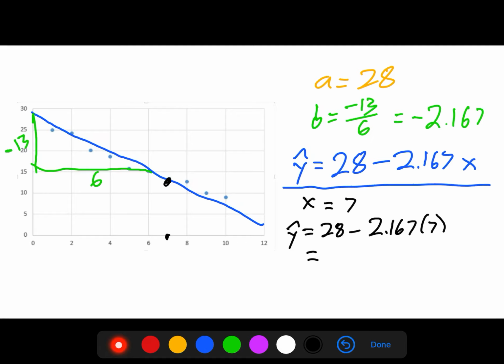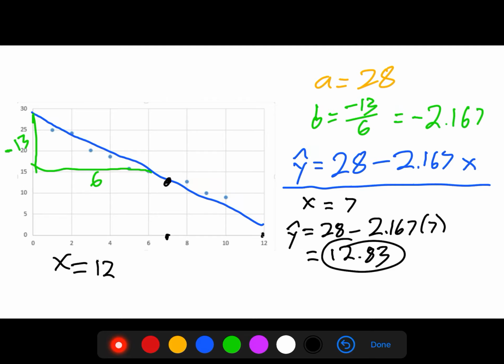Let me type this in my calculator. 28 minus 2.167 times 7. And I got 12.83, which was good because that's pretty close to what I was guessing would be a reasonable estimate. So that was that one. And now for the next one, I'm going to do x is equal to 12, and then I'm just going to do the exact same thing.